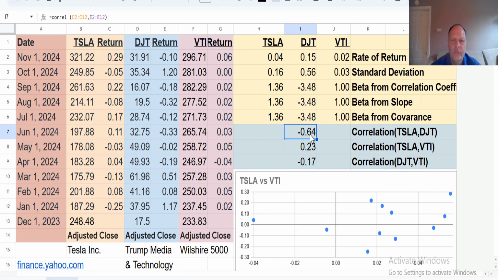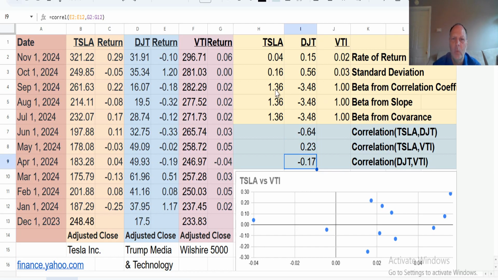What we will most commonly use are correlations with the S&P 500. So here is Tesla's correlation with the S&P 500. And again, all you do is the Tesla column, C2 to C12, comma, the column with VTI, G2 to G12, and we get a positive correlation as expected of 0.23. But when we look down here at Donald J. Trump and VTI, it is again negative, which is rather unusual. This data can be used to calculate the beta, or you can use other functions to calculate the beta.